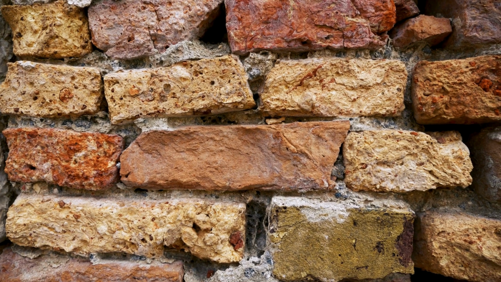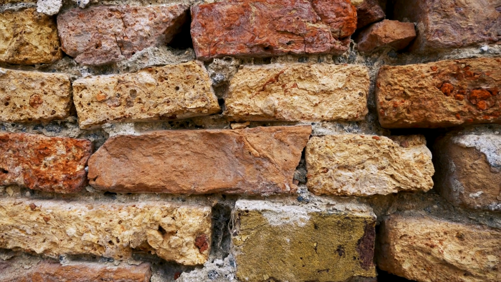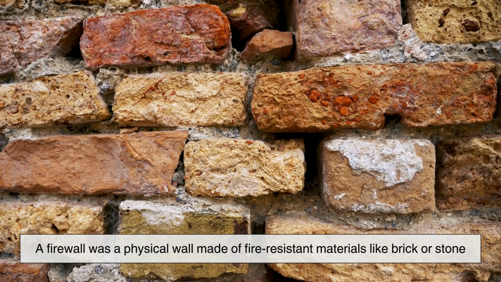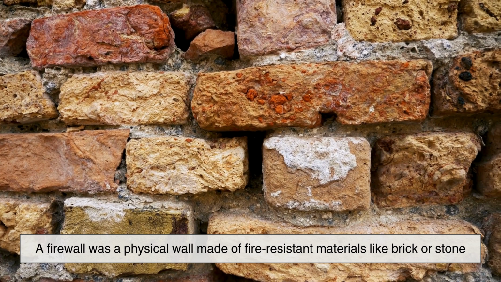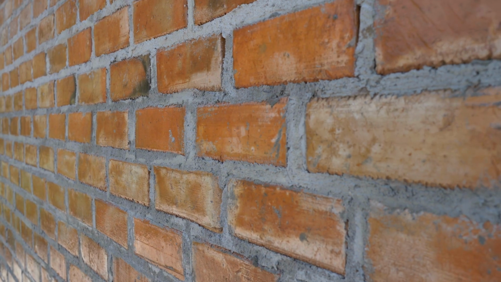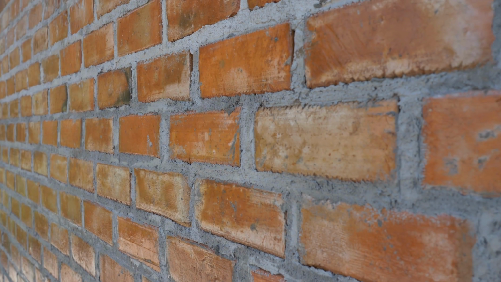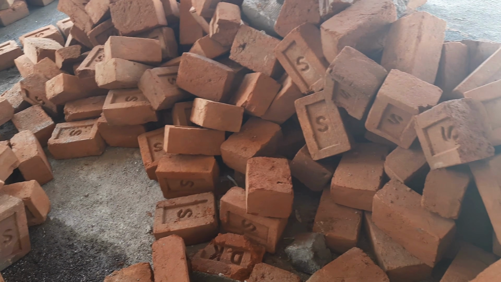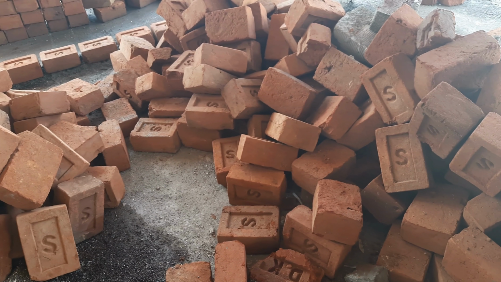To understand why it's called a firewall, we have to look back before computers existed. In traditional architecture, especially in the 19th and early 20th centuries, a firewall was a physical wall made of fire-resistant materials like brick or stone. Its purpose was to stop fires from spreading between parts of a building, acting as a barrier that could slow or contain damage, something especially important in crowded cities and industrial areas.